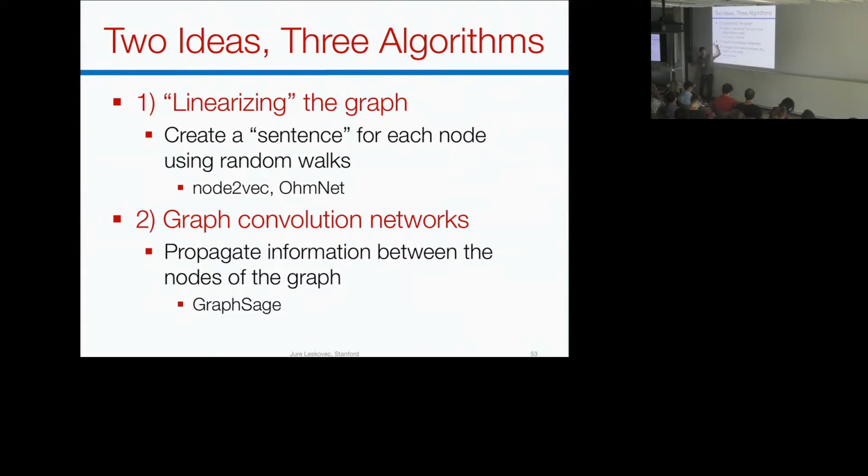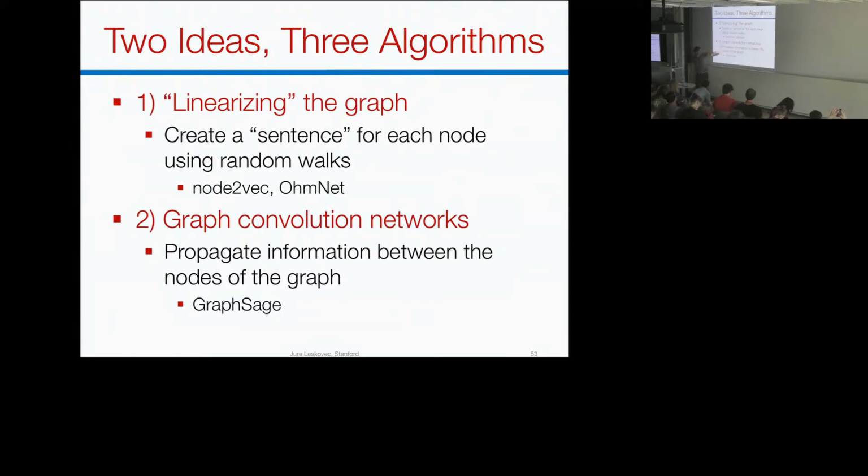And the idea will be that for every node, I want to create a sentence so that I can then start reasoning about the sentence describing that node. And the way you can create a sentence out of the node is to use some kind of walks, some way to create a path through the network, and that will create a sequence when you start at a given node. So that's one idea, and I'll talk about two methods there.